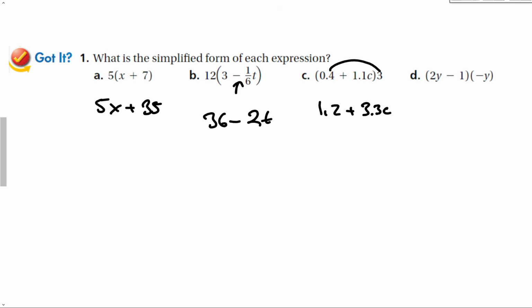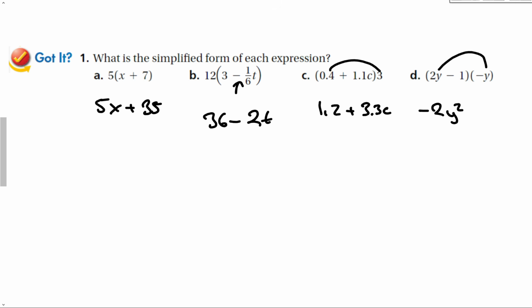The last one, of course, we have a variable out here, so it's a little harder, but shouldn't be that bad. Just be careful of the sign. However, we have 2y times a negative y, so that's going to be a negative 2y times y, which gives me y squared. When you multiply two variables together, we add the exponent. So we add 1y there to 1y there, and we get y squared.